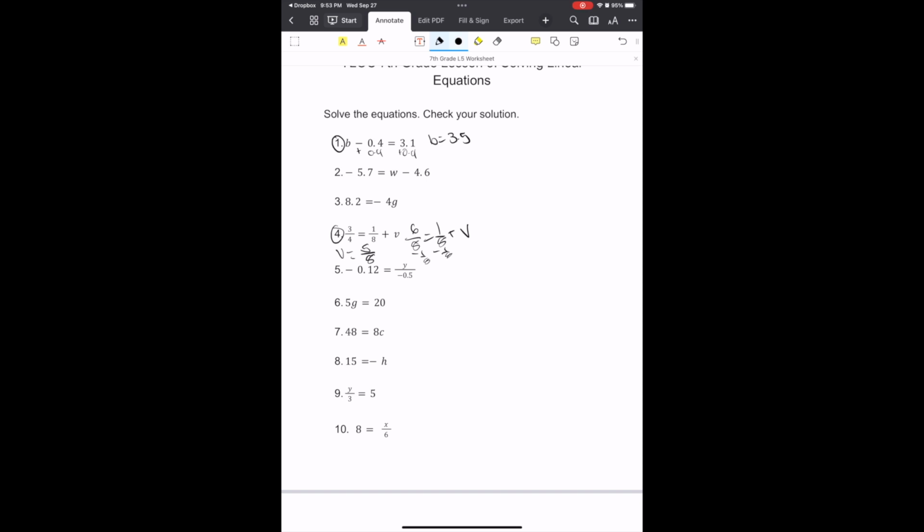Then we could do 6 and 7. 6, you just want to divide 5 from both sides to isolate the variable, so you get g is equal to 4. And 7, you want to isolate the variable again, so divide 8 by both sides, and you get c is equal to 6.